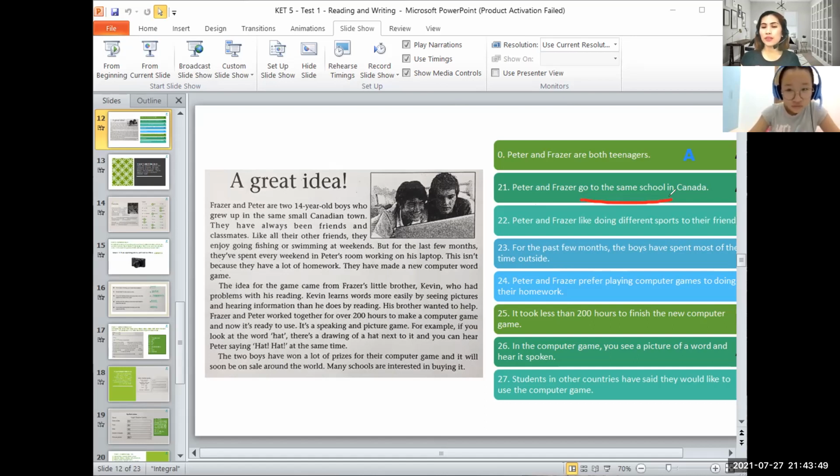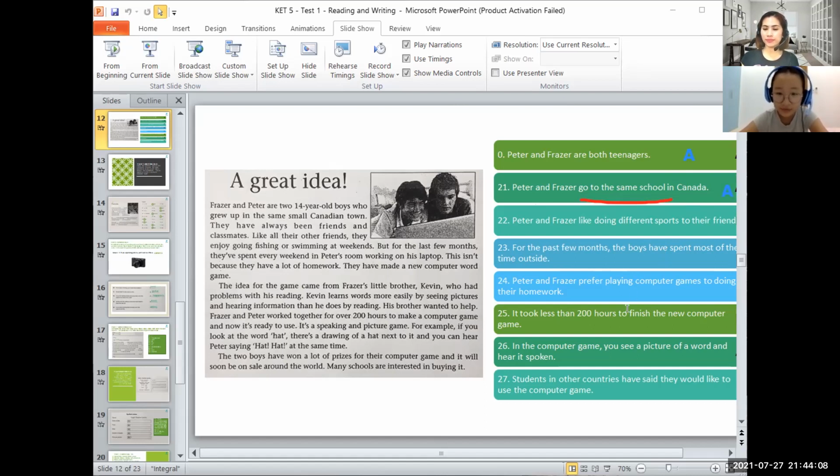Your answer is correct. It's right. How do we know they go to the same school? Classmates. Yes, that's the magic word. They are classmates. Okay, number 21, please.